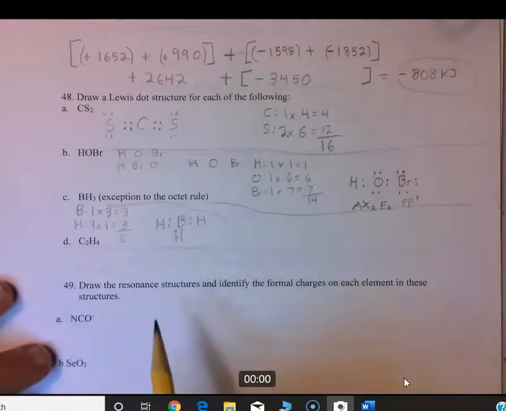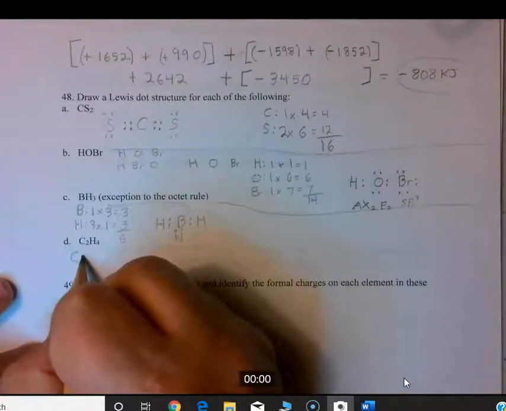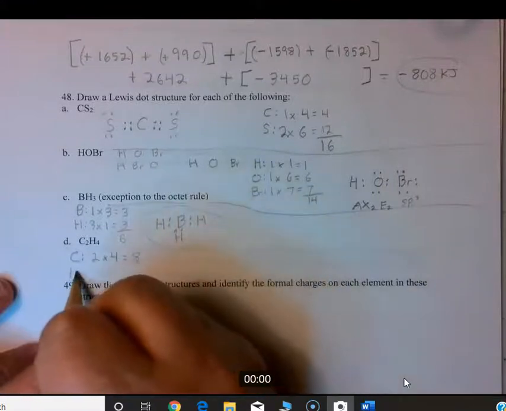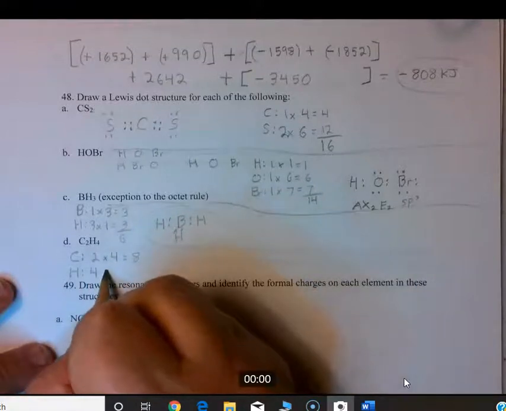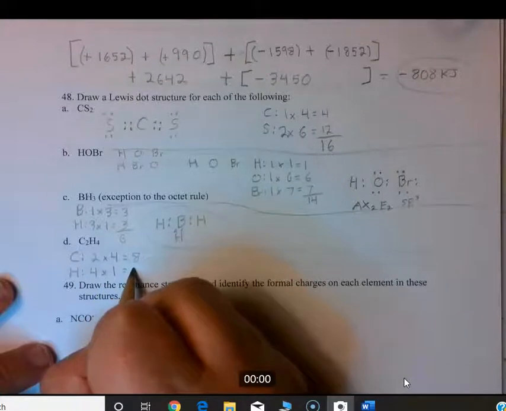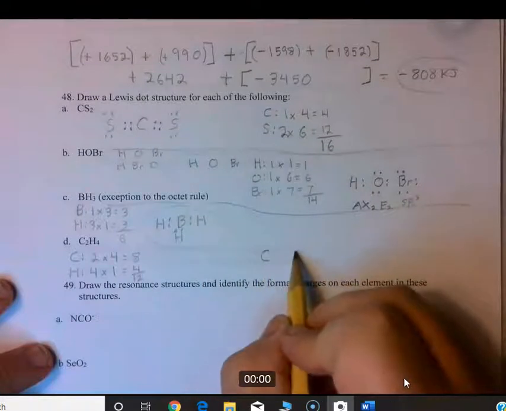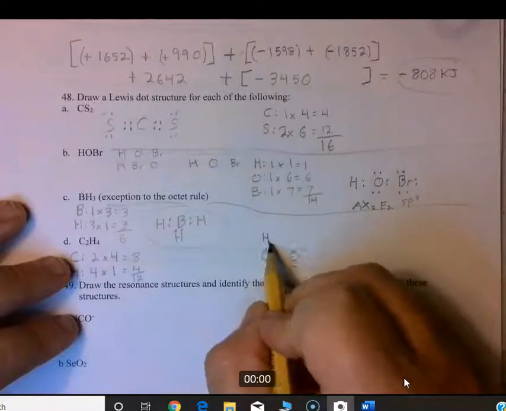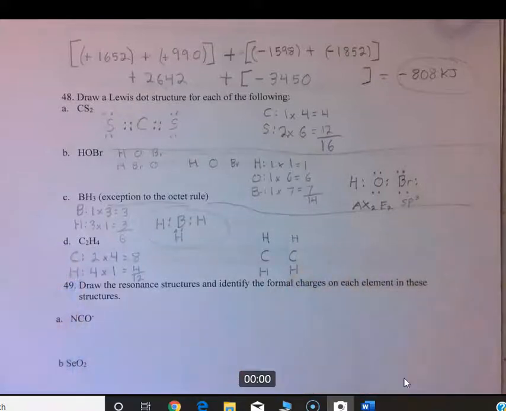Okay, C2H4. So again, we assume it's symmetrical. So it's C. We have 2 of those. Each one has 4 valence electrons. That's 8. We have H, 4 hydrogens rather. Each one has 1 valence electron, that's 4. That adds up to 12. So now we just draw it symmetrically, a C and a C. We know those have to be the central atoms. And since we don't know otherwise, we're just going to put an H here and an H here, an H here and an H here. All right, so that's the most symmetrical way we could at least initially draw this.